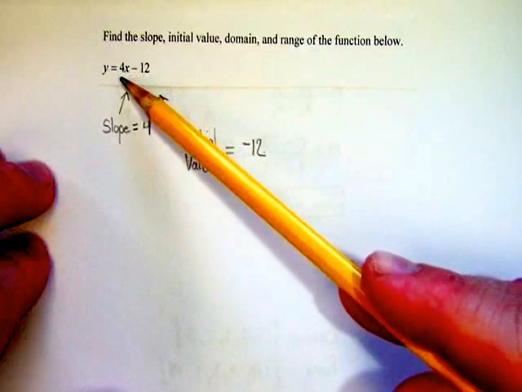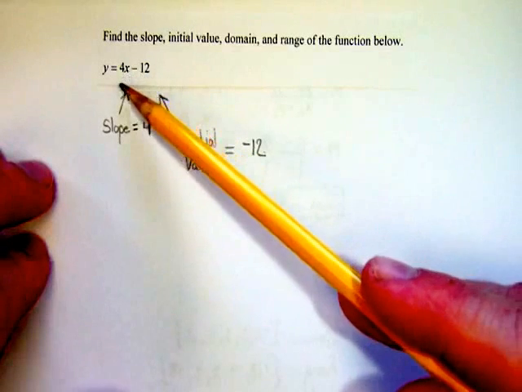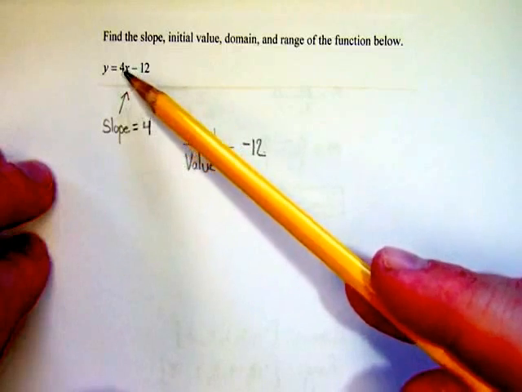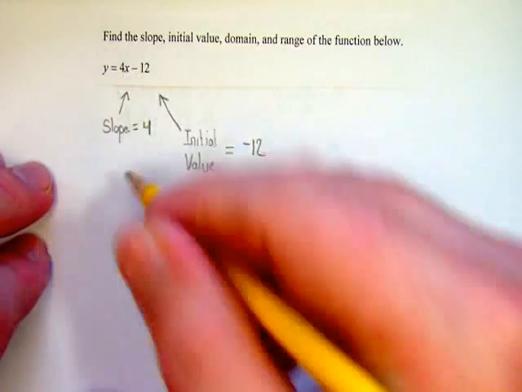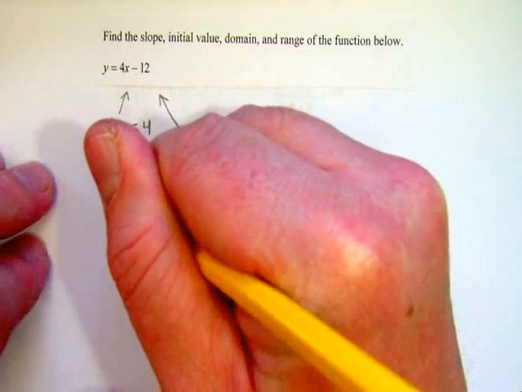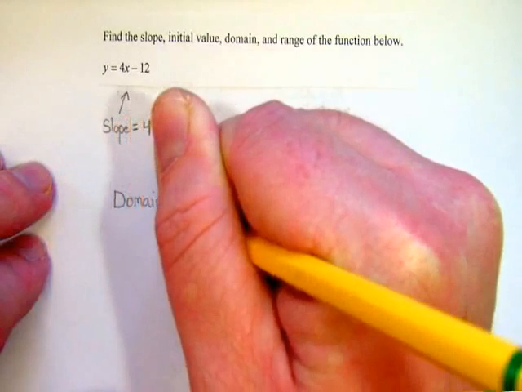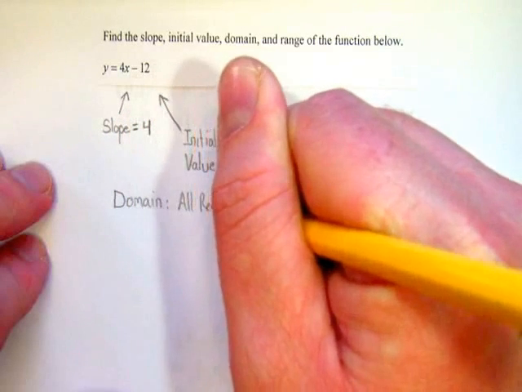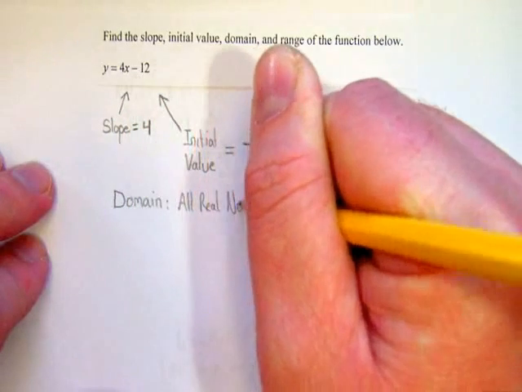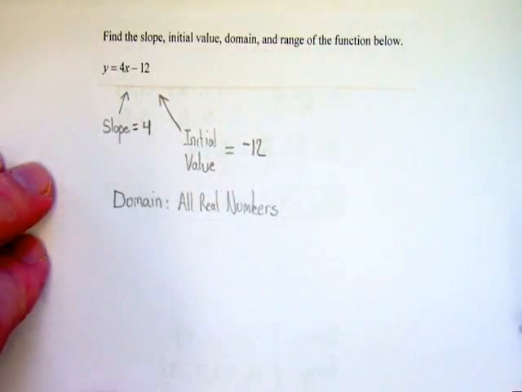You can do 4 times 1, 4 times 0, 4 times a million, 4 times 4 billion, 4 times negative 1 billion. You can put any number you'd like in there for x. So the way we express this is we say that the domain, since it could be anything, is all real numbers. That is to say, there's not any numbers that we can't put in there.